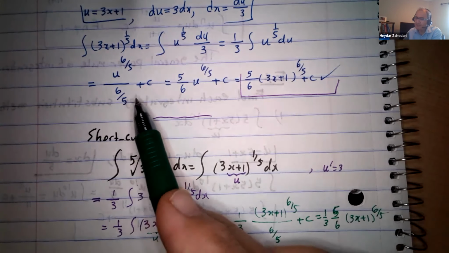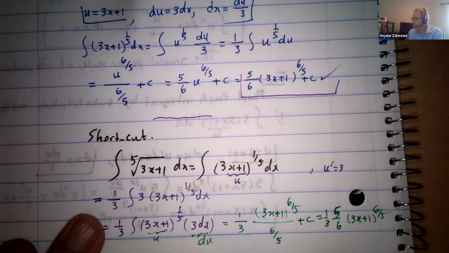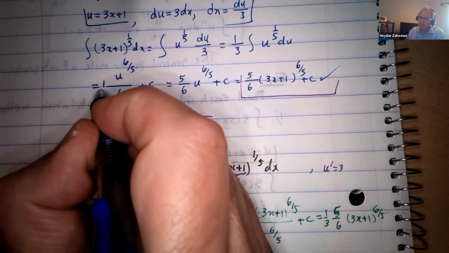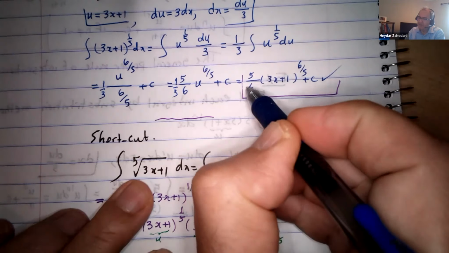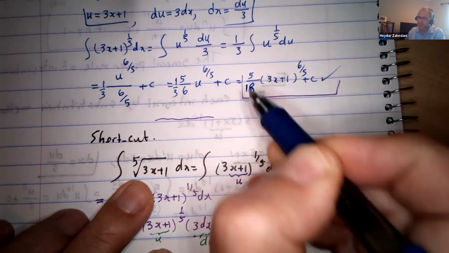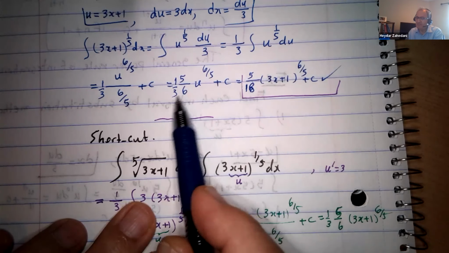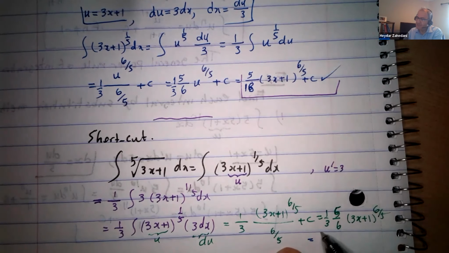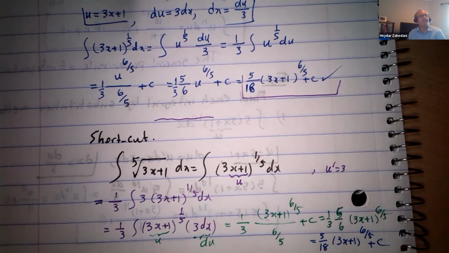Probably we missed something here. Yes, we missed the 1/3. It's good to check with the second method, because we find out that we made a mistake. It's a 1/3. So 5 times 1 would be 5, 6 times 3 would be 18. The final answer would be 5/18 times (3x plus 1) to the 6/5 plus the constant c.